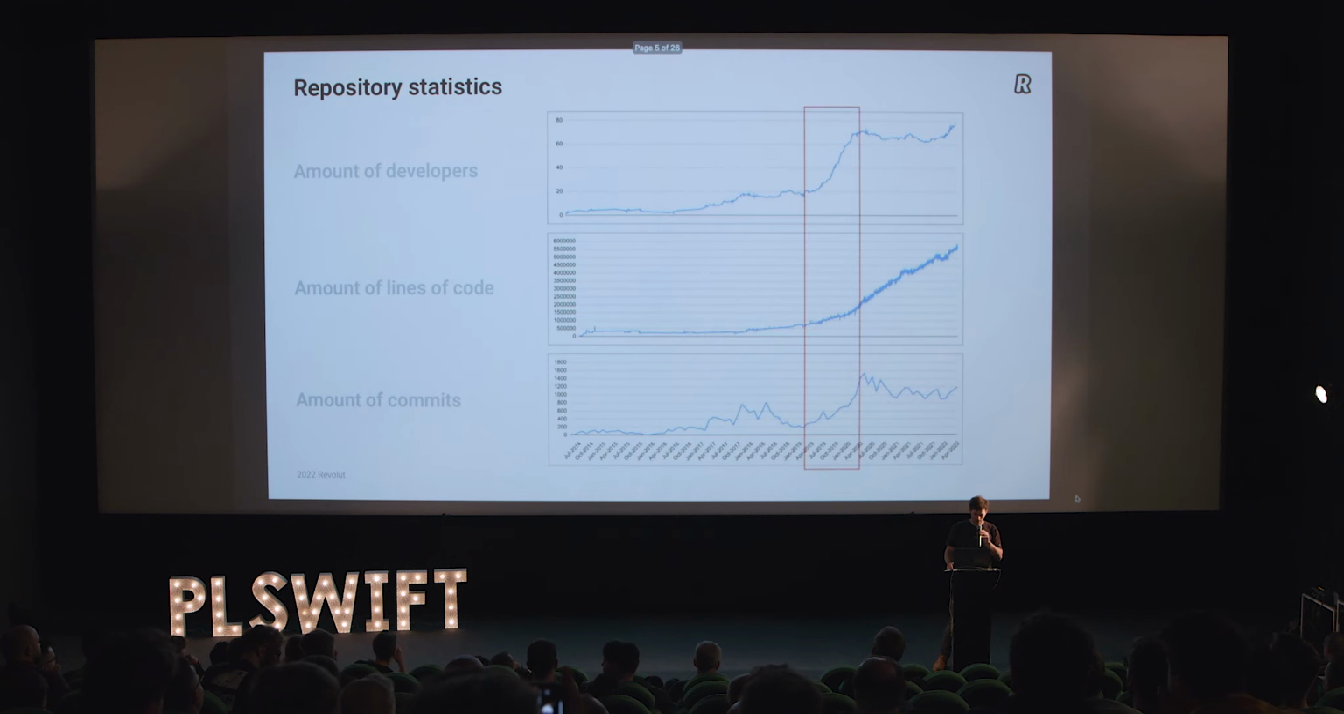Yeah, and let's jump into it. So basically, I'll give you a bit of context of our code base. What you see here is some statistics about the repository. On the top is the amount of developers on the team from 2014 until now. The amount of lines of code and the amount of commits.